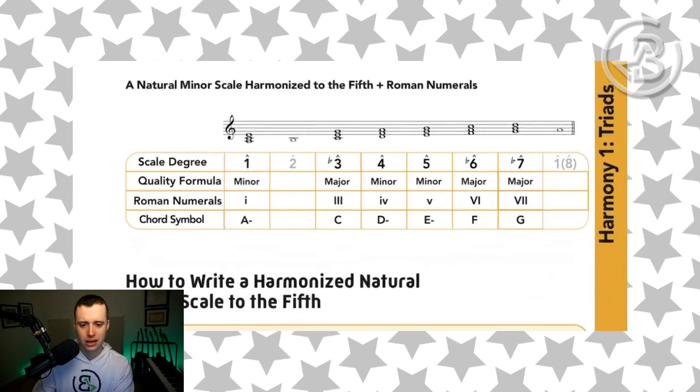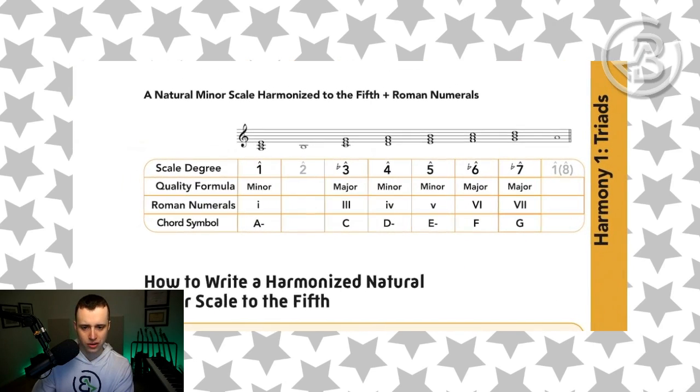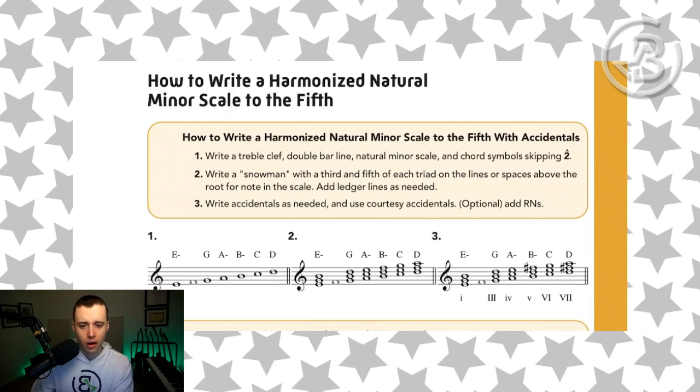We're also going to take a peek at the A natural minor scale harmonized to the fifth with Roman numerals here. And sure enough, we can see it's all lining up with minor, skip, major, minor, minor, major, major. The Roman numerals are agreeing with the quality formula. We also have the chord symbols that are agreeing with the quality formula, and also with the scale degrees, interestingly, as well.